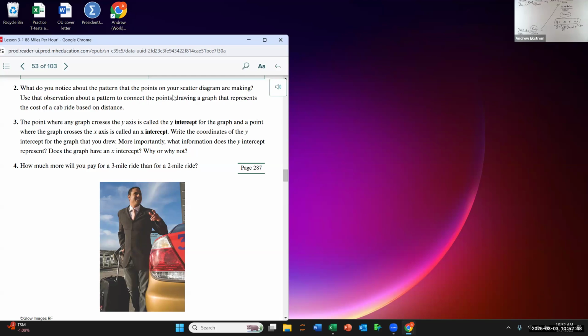Or looking at the question that's on here, how much more will you pay for a 3 mile ride than a 2 mile ride? What's the difference between those two distances? 1. So 1 times 2.60.